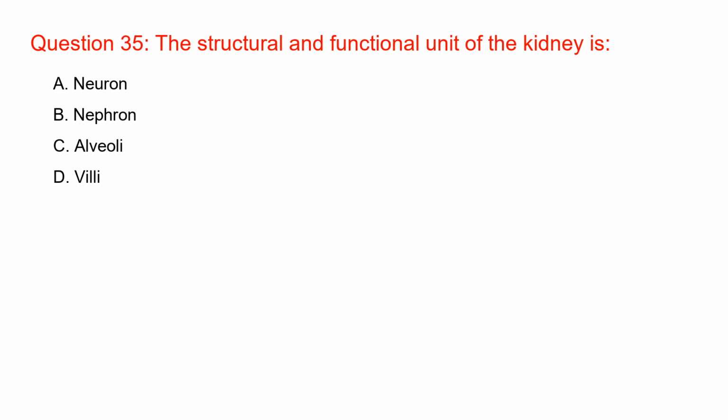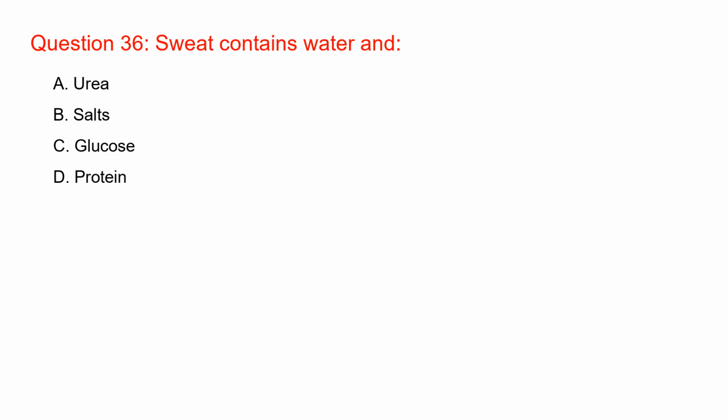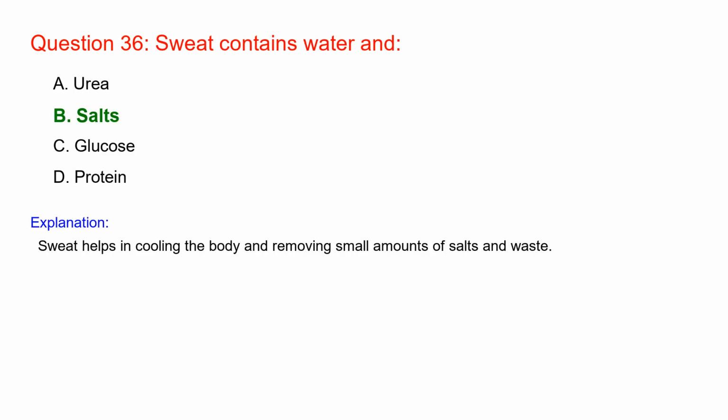The structural and functional unit of the kidney is nephron. Nephrons are microscopic structures that filter blood and form urine. Sweat contains water and salts. Sweat helps in cooling the body and removing small amounts of salts and waste.